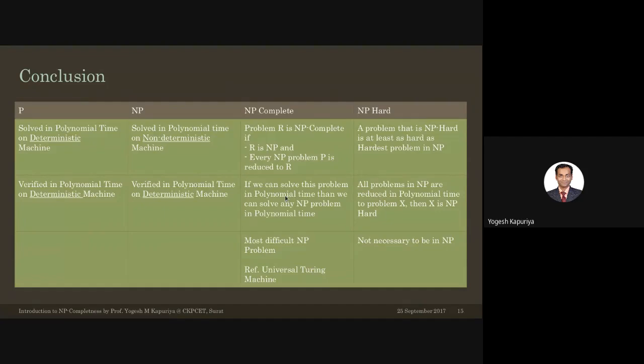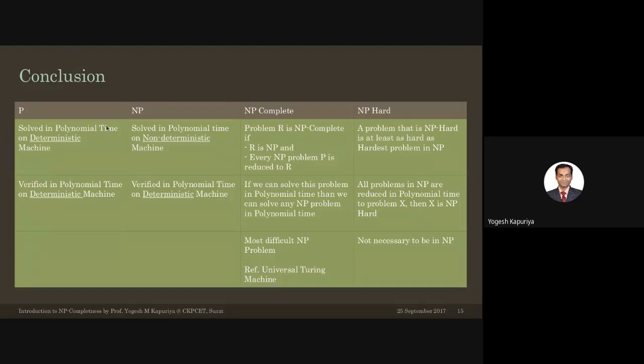So finally, I conclude with this slide, which gives you the idea about what it is. We have discussed the major four classes of problems. One is P. P is the class of problems which you are studying throughout this course. These are the problem statements which are solved in polynomial time on a deterministic machine. And again, not just solved, you can also verify the solution in polynomial time on a deterministic machine.